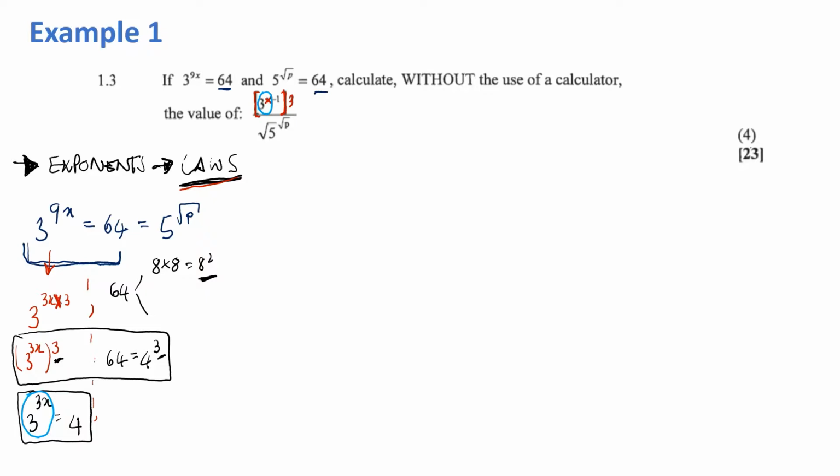So that's the first thing. The second thing, and I'm going to address this 5 square root p, because I have to have square root 5 to the power of square root p. All I have to do to get that is to square root the 5, right? So let me write that out. I'm going to bring that over a bit and say 5 square root p equals 64.